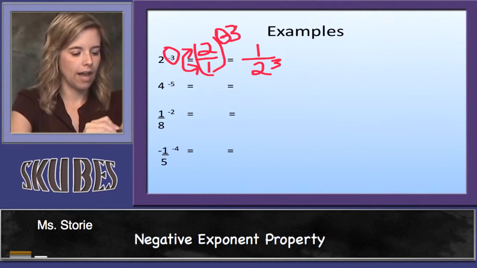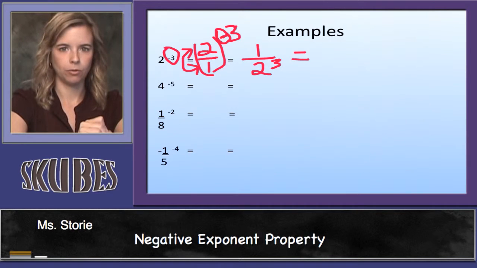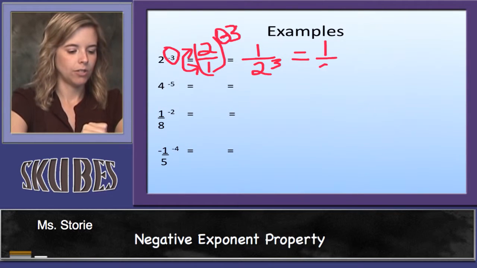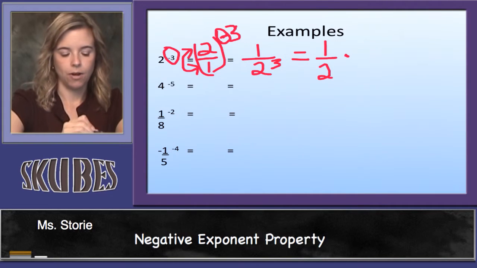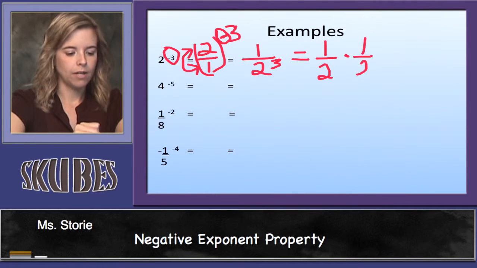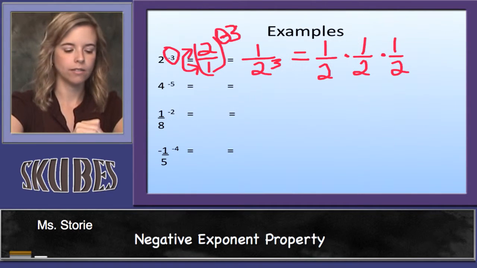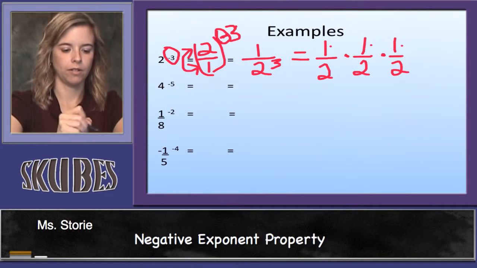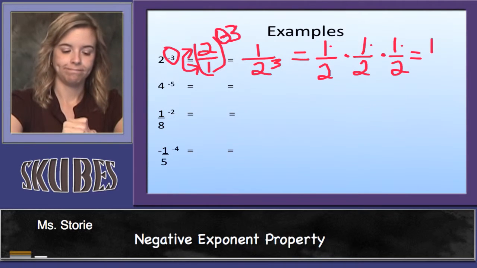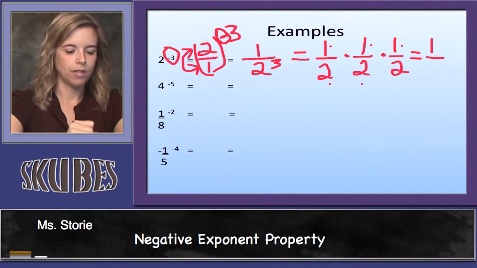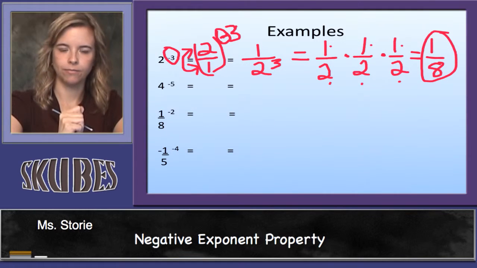And since you have 1/2 to the 3rd, you're going to have to simplify it. You have to multiply it out. So you're going to take 1/2 3 times in a row. So 1/2 times 1/2 times 1/2. Now, when you multiply with fractions, you just multiply straight across. So 1 times 1 times 1 is going to be 1. And 2 times 2 times 2 is going to be 2 times 2 is 4, and 4 times 2 is 8. So 1/8 would be your final answer.